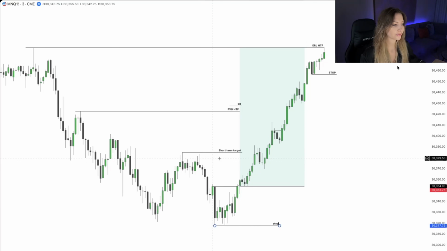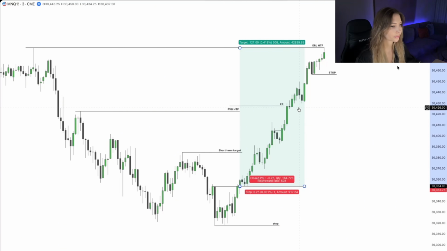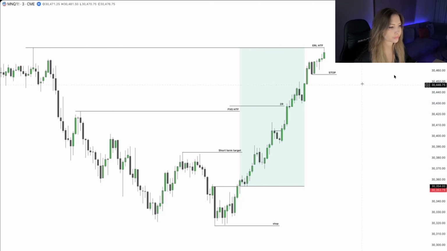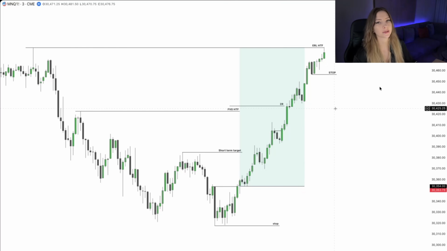Move to break even at the first short-term target, take most of the position off at 2R, and let the runner do its thing. Everything is planned before the trade opens. Nothing is being decided emotionally in the middle of the trade.